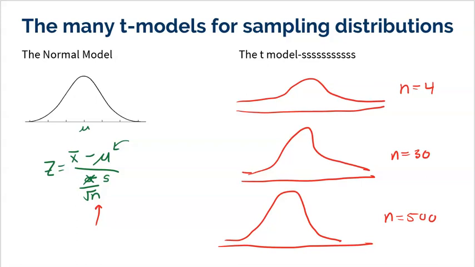There are actually tons and tons. I only drew 3. There's tons and tons of T models, and he made a T model for every single sample size. Now, how did he define these different T models? Because there's only one normal model. So when you say normal model, you're only talking about one.